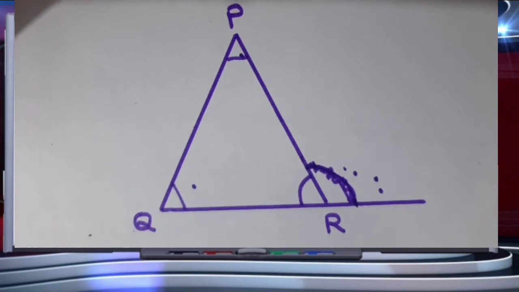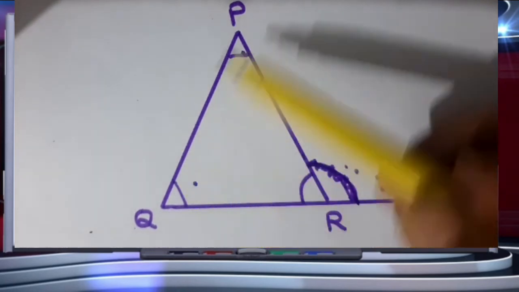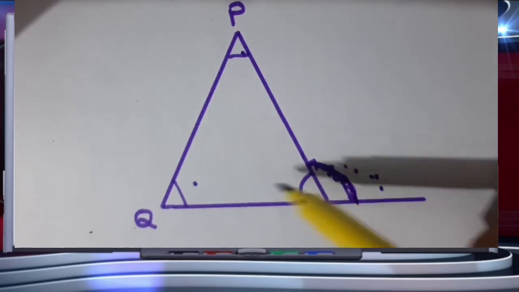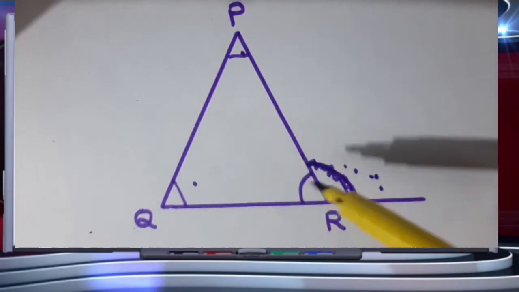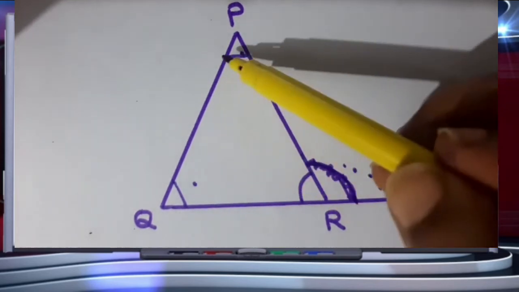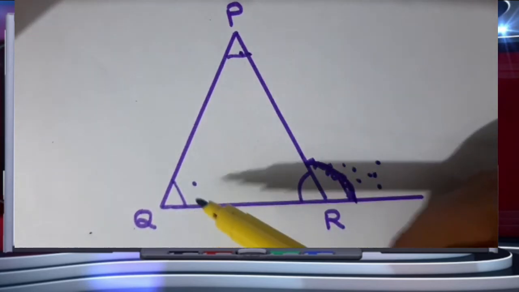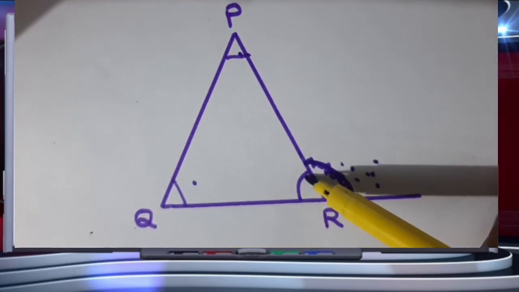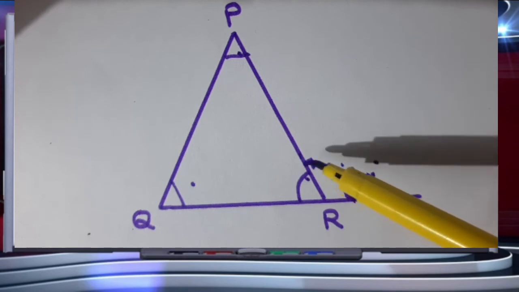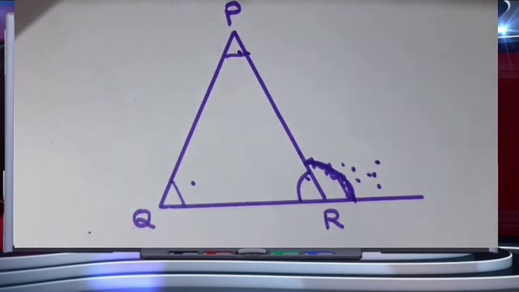So the theorem is: exterior angle is equal to the sum of the two interior opposite angles, and these two interior angles should be opposite to this. Angle Q and angle R cannot be taken for exterior angle R. If this is angle R, then the opposite angles are angle P and angle Q. You will not take this angle; you will take the opposite angles. So this exterior angle R is equal to angle P plus angle Q.